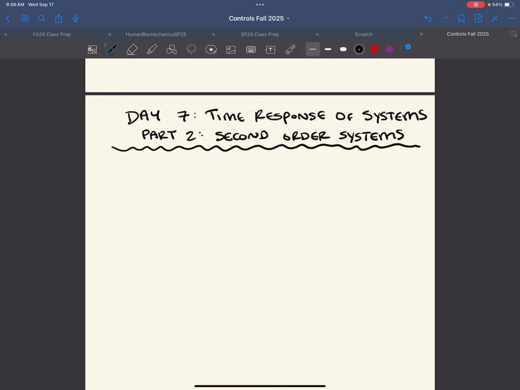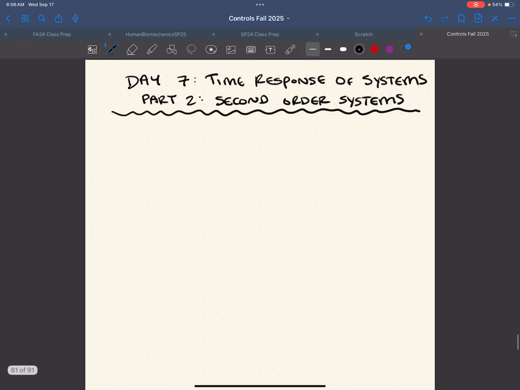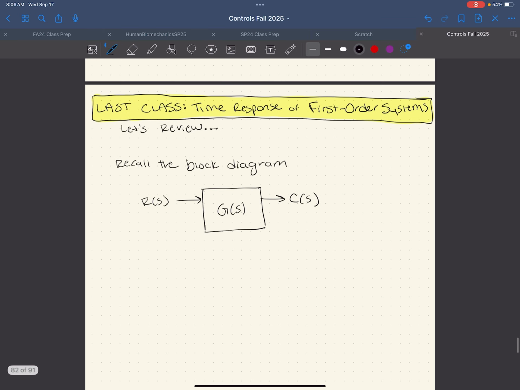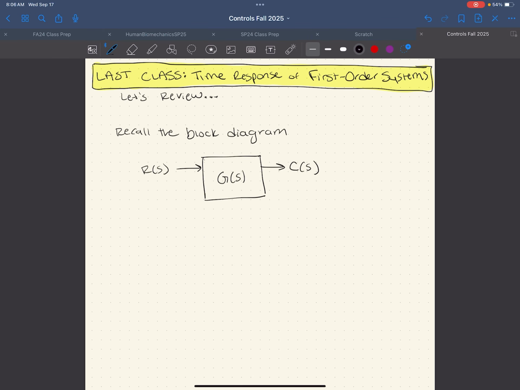So here we go. Today we're talking about time responsive systems. This is our second lecture on time responsive systems. Last class we talked about first order systems, and this class we're going to mainly focus on second order systems. Just for continuity of content, though, I am going to spend a little bit of time reviewing the first order time response of systems. And you'll probably see why.